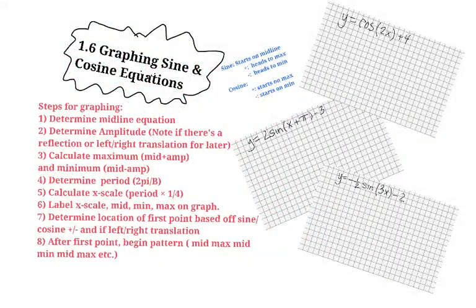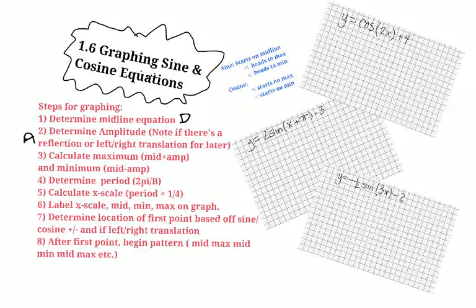So the first thing we want to do is determine the equation of our midline. We already know that's the d value from our equation. We're going to figure out the amplitude, which is our a value from the equation. We're going to calculate the max and min, which are the mid plus the amp and the mid minus the amp. The period is 2 pi over b.